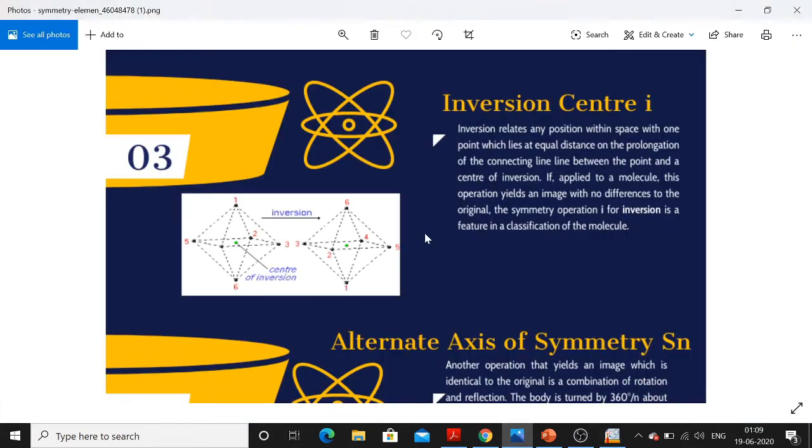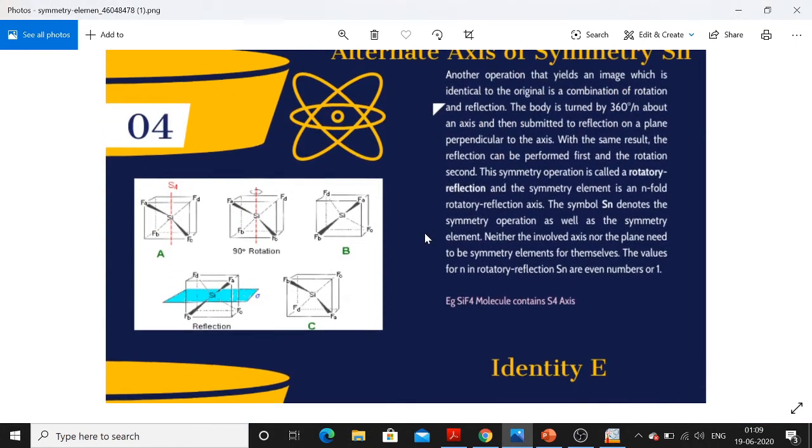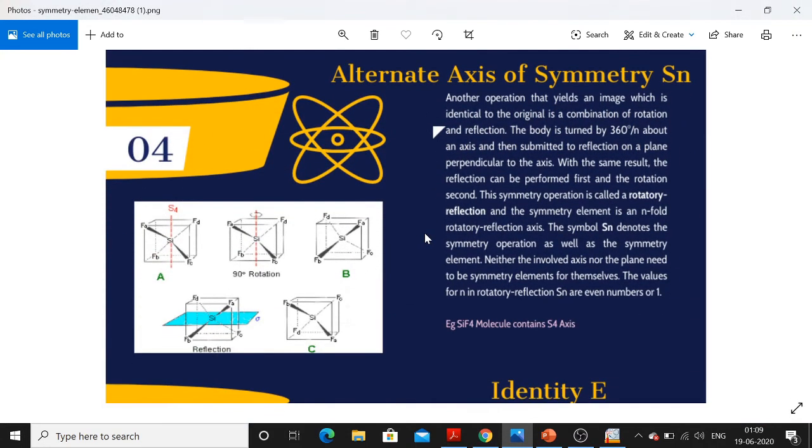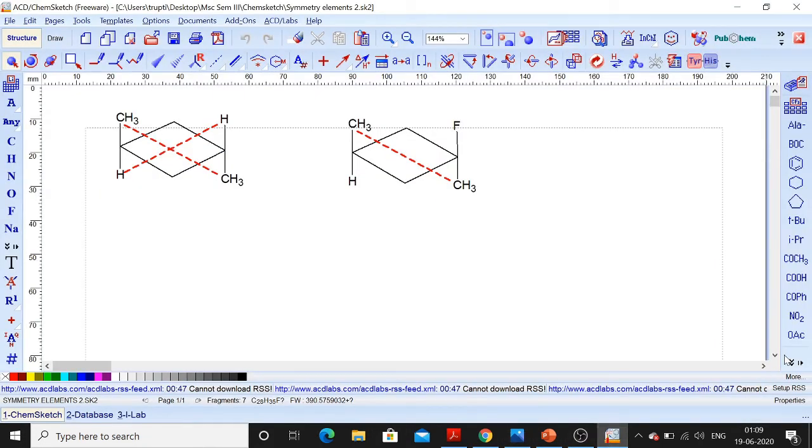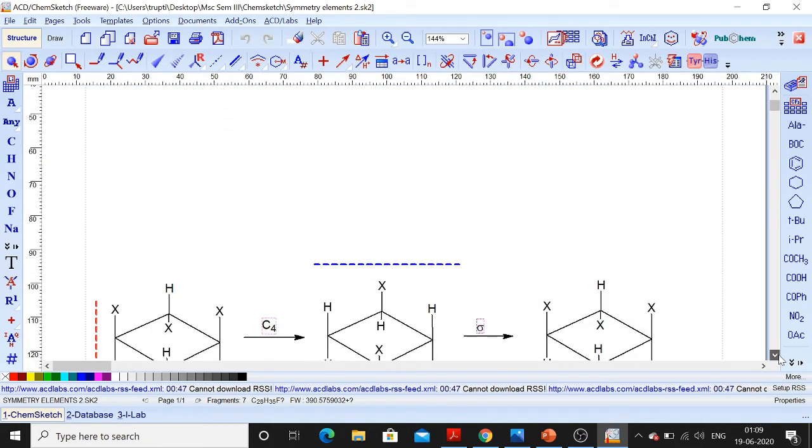And the last one, that is the alternate axis of symmetry. Alternate axis of symmetry is generally denoted by Sn, which is a combination of rotation and reflection. So after you perform these two operations, if you get a molecule which is equivalent to the previous one, then I can say the molecule contains the Sn axis of symmetry. So let us understand with an example.